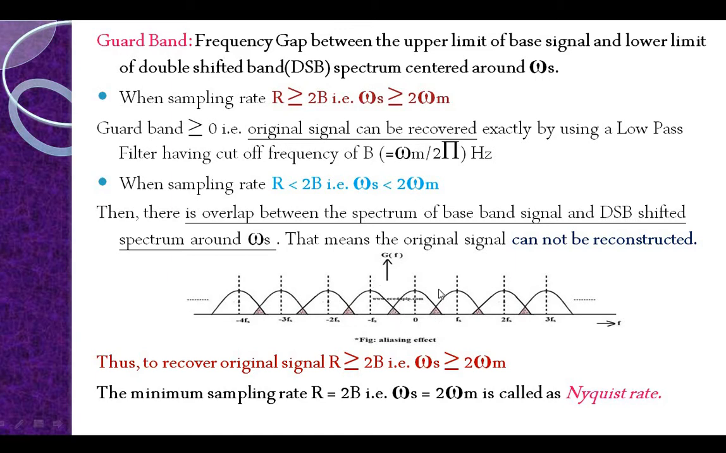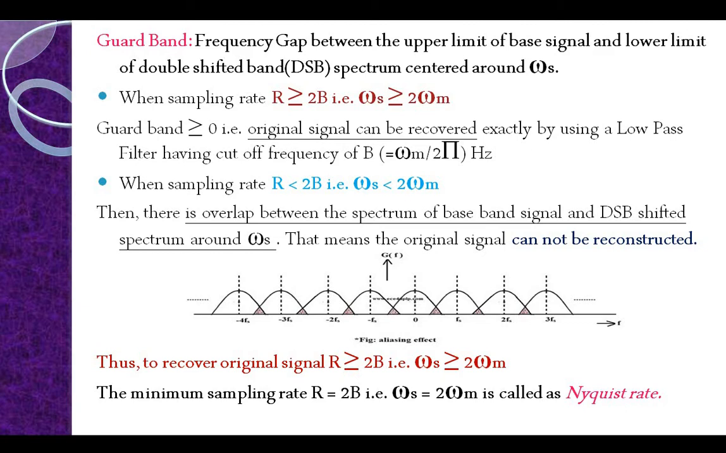As we shift the band, dividing it into intervals, both spectra will be overlapping. When the signals overlap, this part of the information will be lost. It will be mixed up, and you will get distortion over here. So the original message signal cannot be reconstructed. So the condition to recover your original message signal is that the sampling rate R should be greater than 2B. This is the condition.